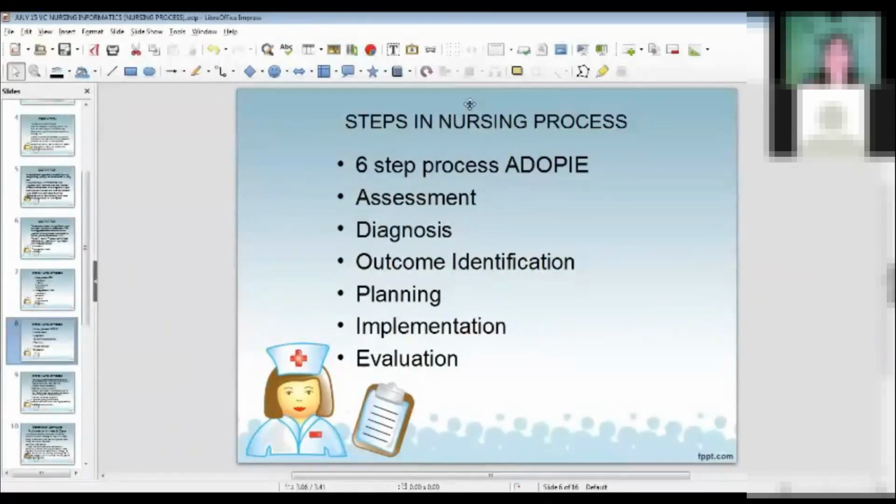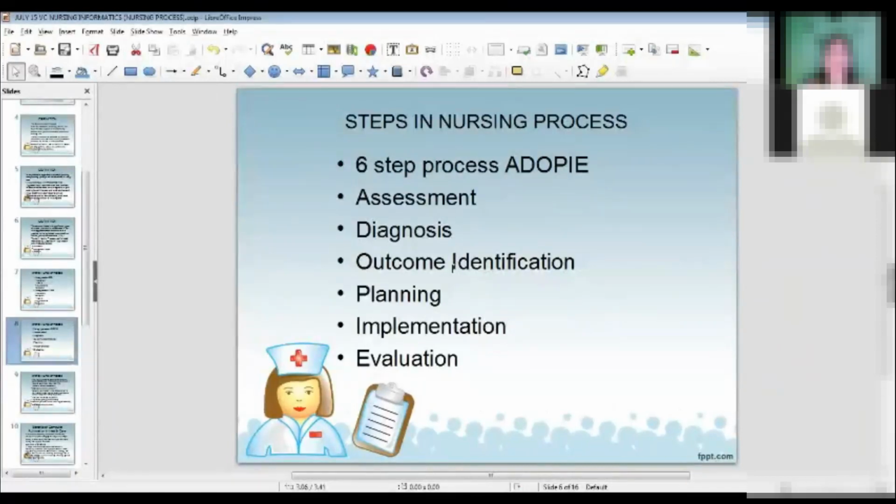So don't be confused. When we say subjective, these are verbalizations from our patient. And when we say objective, these are cues that we can see or observe. So that is part of our assessment. Two categories: the subjective and the objective cues. And then we also have the diagnosis, which is based on the nursing diagnosis. So we can make use of NANDA.